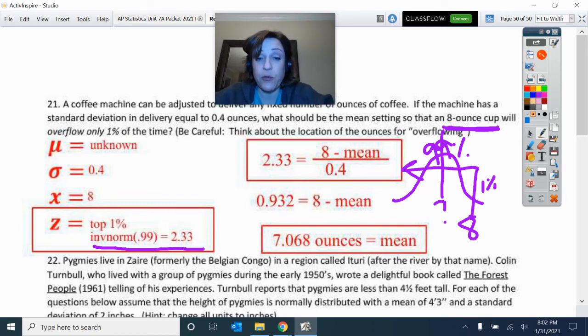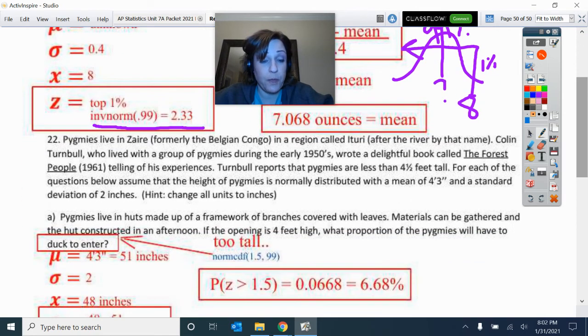And so that's 2.33 equals 8 minus the mean over that standard deviation, and then we do the algebra to solve for that mean. Notice that on this step here, we would have subtracted the 8 over to this other side, and that's why we got negative 7.068, which was the negative mean, and then you multiply through.